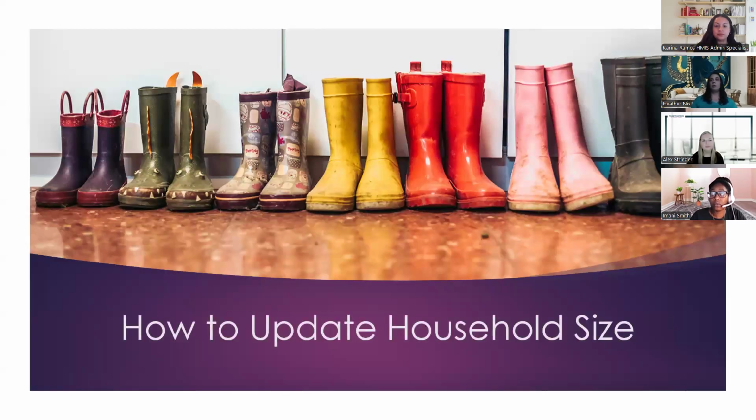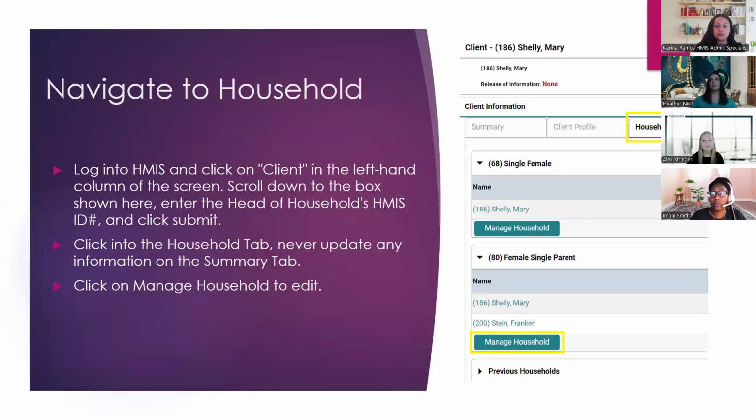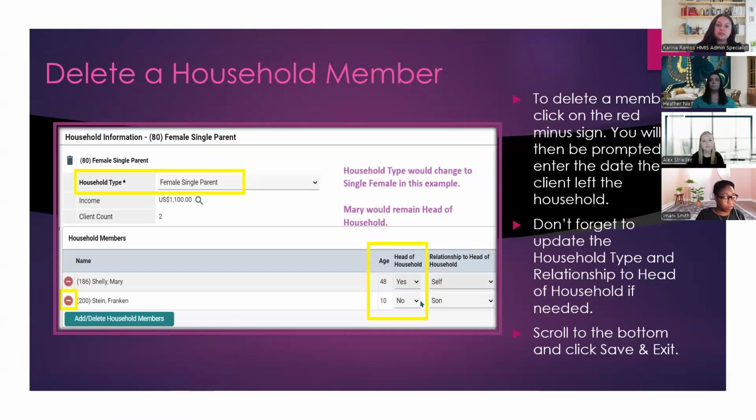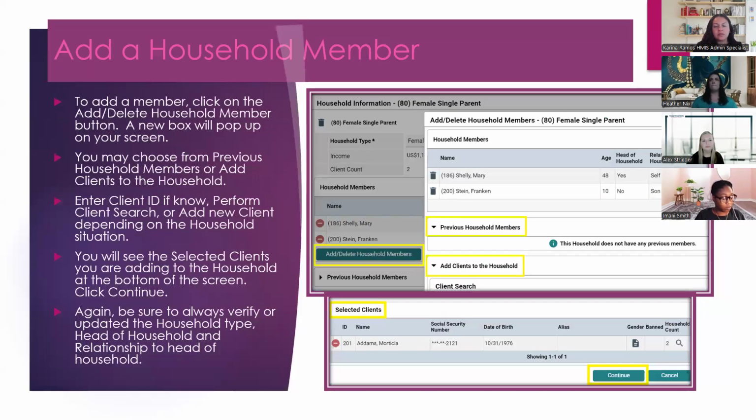How about updating a household size? So when you go into households and you go to manage the household because perhaps someone needs to be removed from the household or someone needs to be added to the household, when we hit the minus button, it's going to give us a date. So we're looking at today's day. Who is in the household as of today's date, right? And if we are removing them, then it'll pop up and say, what day did they leave the household, right?